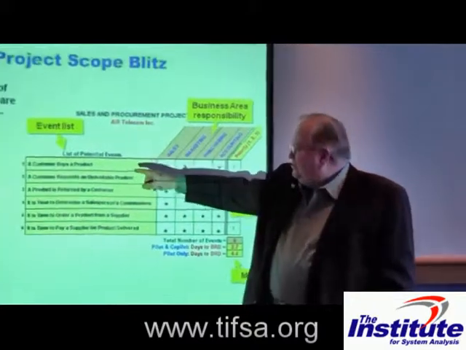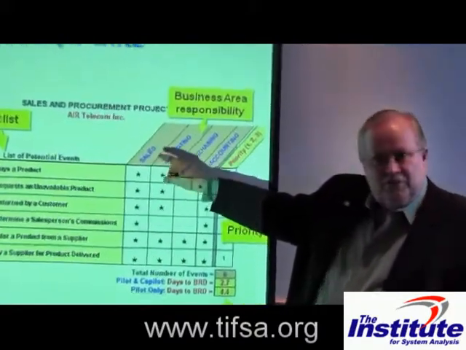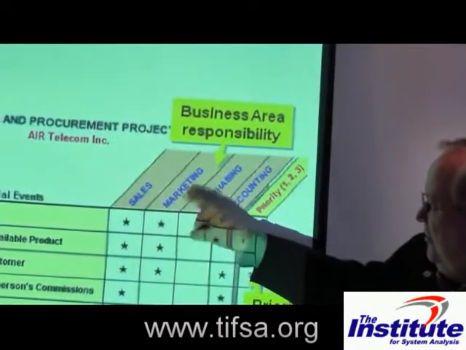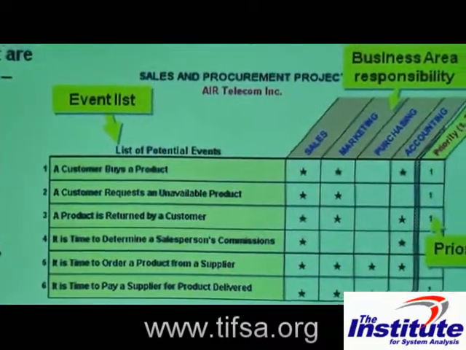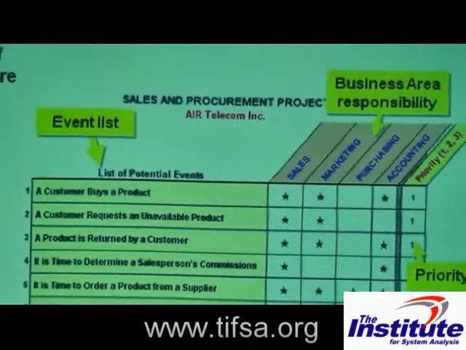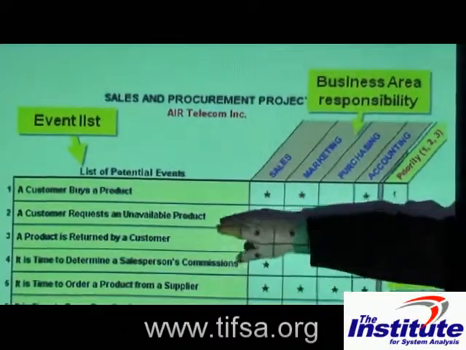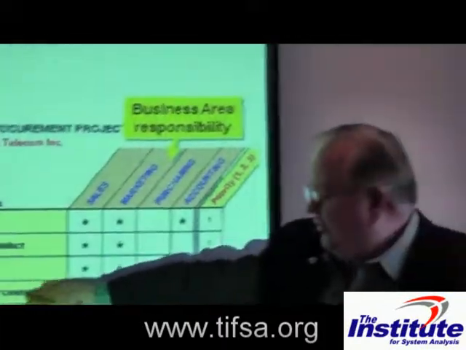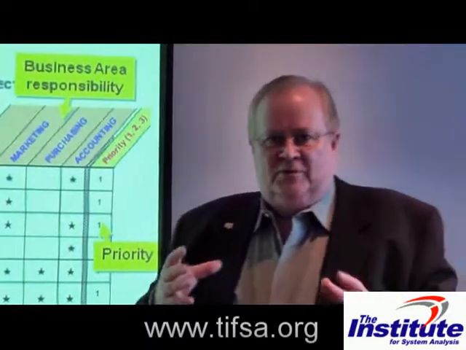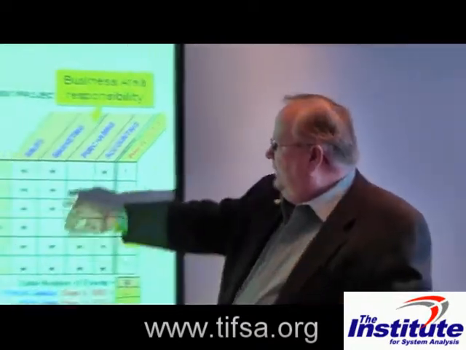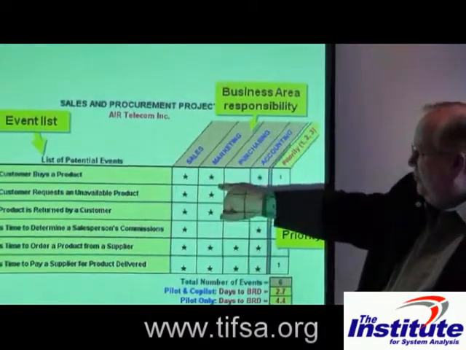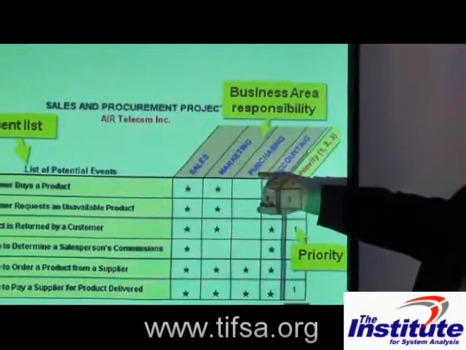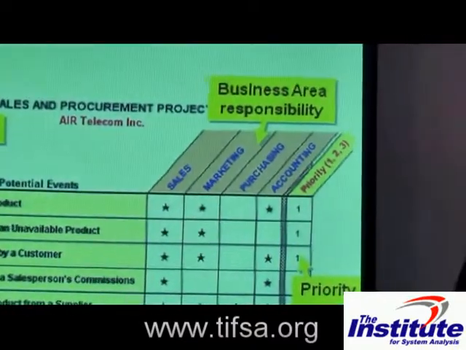But you identify for each event the different business units or departments or business areas that are involved with each of these events. Here we have a customer buys a product. Who's involved in dealing with a customer buys a product? And only about buying the product, not about any of the other things here, like a product being returned or determining the salesperson's commissions. Who has ownership of that, if you like? In this example, certainly sales would be involved, marketing would be involved, and accounting is involved, but purchasing is not. That's just in our example.